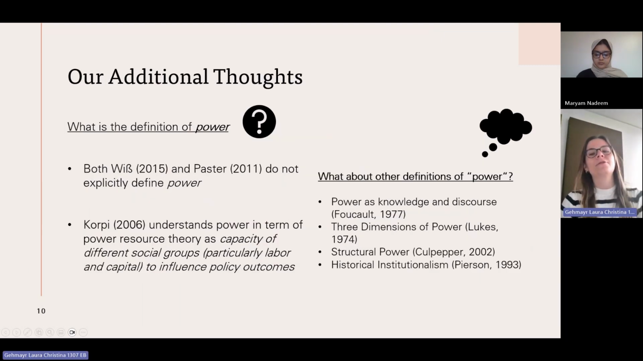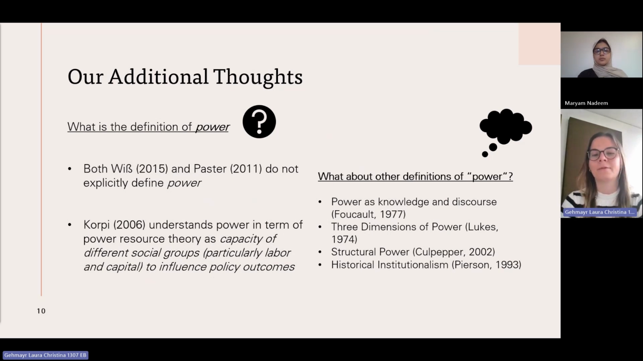So in addition to the critiques and the challenges that were provided in the reading, we also came up with further points to take into account when dealing with power resource theory. Our most important point is, what is the definition of power? As we have heard already, Korpi defines it as the capacity of different social groups, particularly labor and capital, to influence policy outcomes.